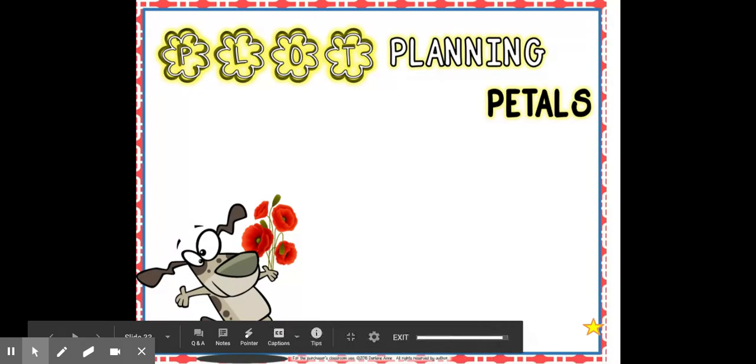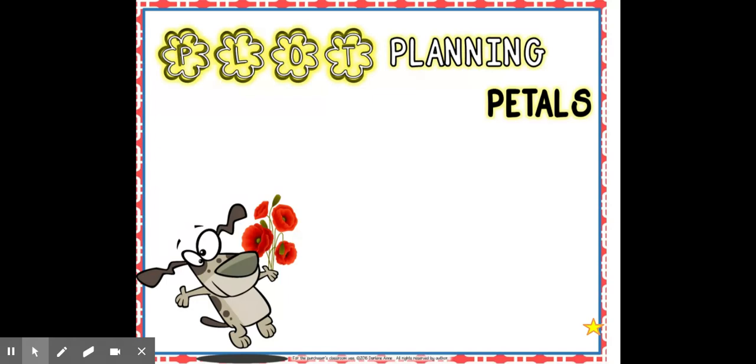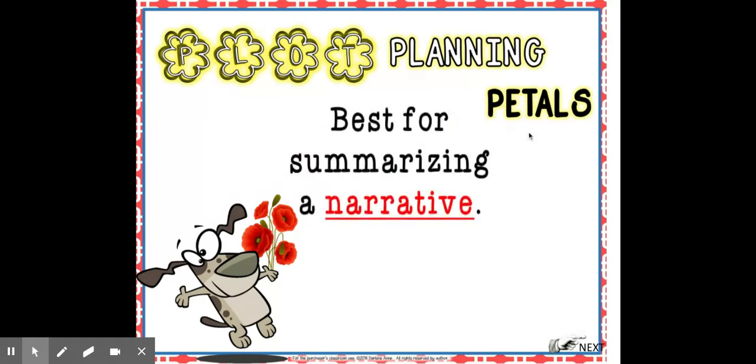So, this is part two of our summarizing and paraphrasing notes. And we stopped here with another technique for summarizing, and this is your plot planning petals. Try to say that three times fast. I'm not going to even try it. But your plot planning petals are just a technique for when you're trying to summarize a narrative piece of text.